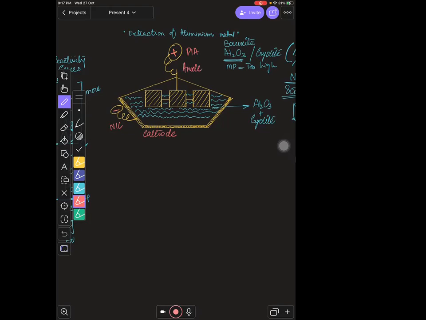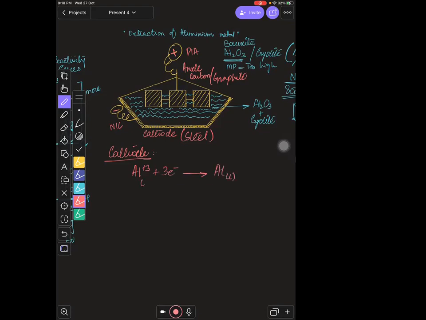Now, the anode is made up of carbon, or you can say graphite also. You can use this term as well. The anode is made of graphite or carbon, and the cathode is made of steel, right? So when we pass electricity through the solution, what happens? The cathode is the negative part of this cell, so it attracts all the positive ions. So when aluminum ions are attracted towards the cathode, they gain electrons there, forming aluminum in liquid state.